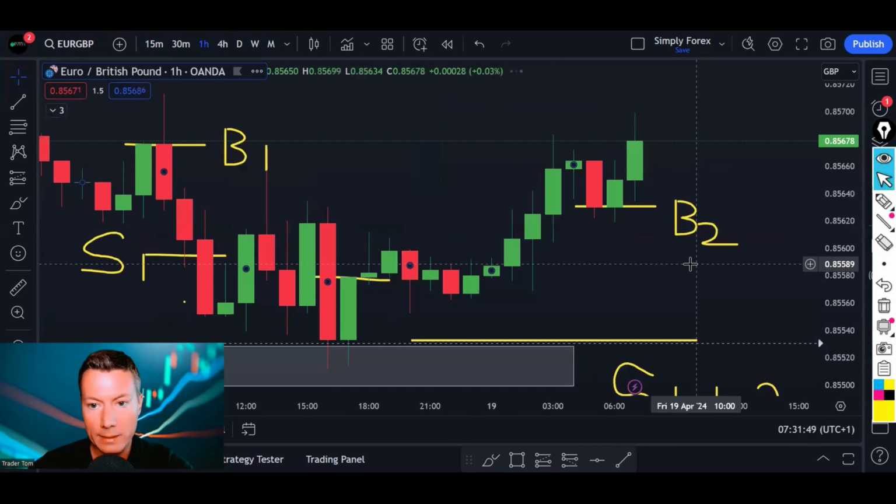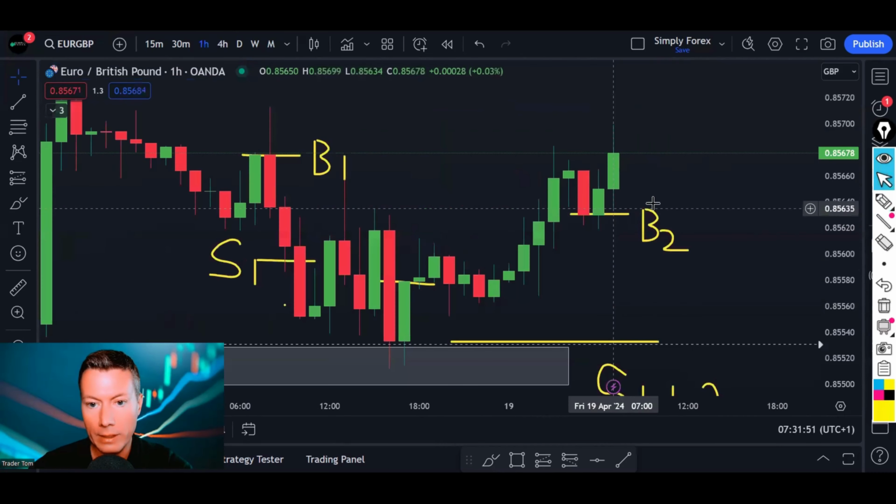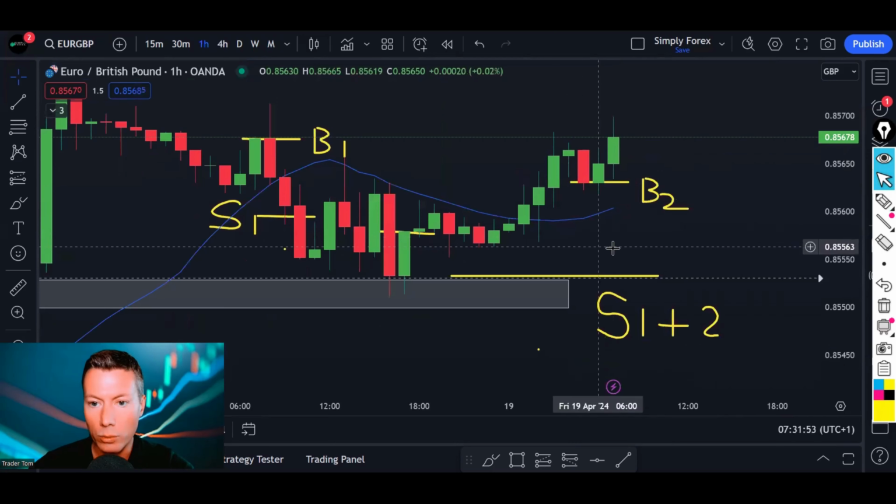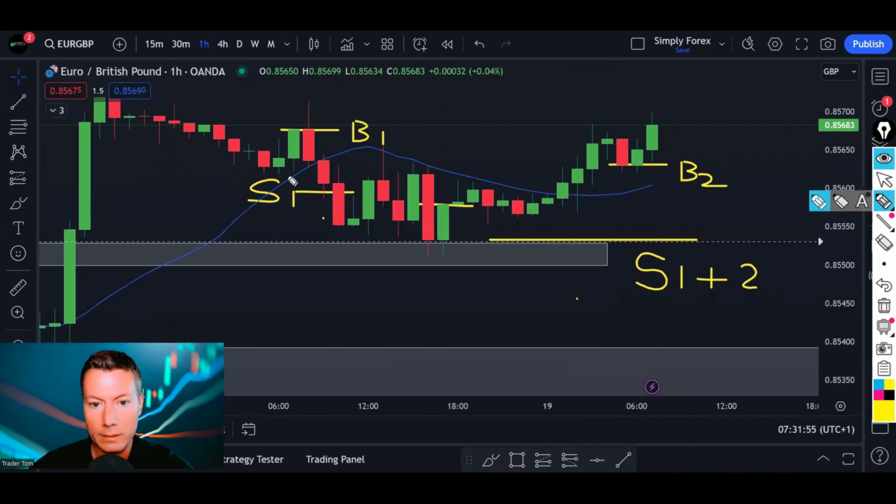Okay, so we go back to the H1, right? I've done a couple of things here. I closed this sell hedge for a small profit, let's say break even. And I move my stop loss, my hedge, sorry, down to here. This is still a sell one, right?